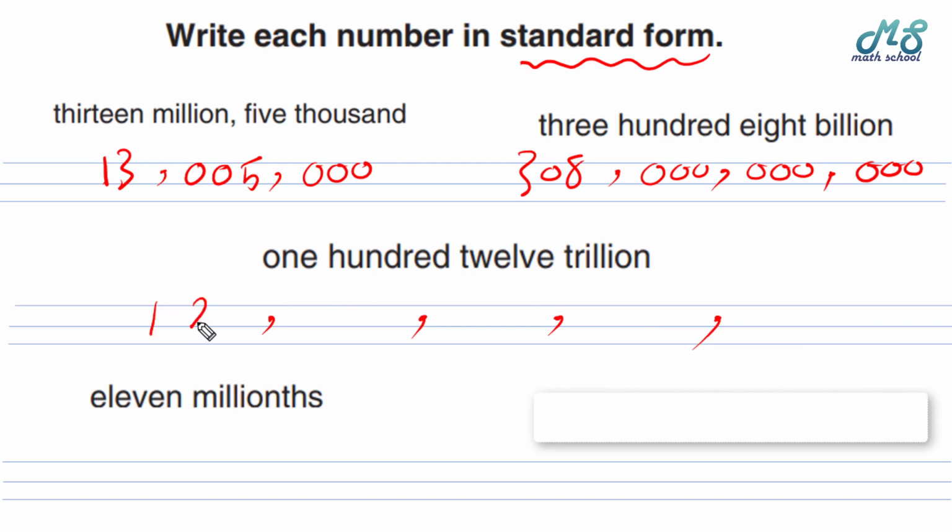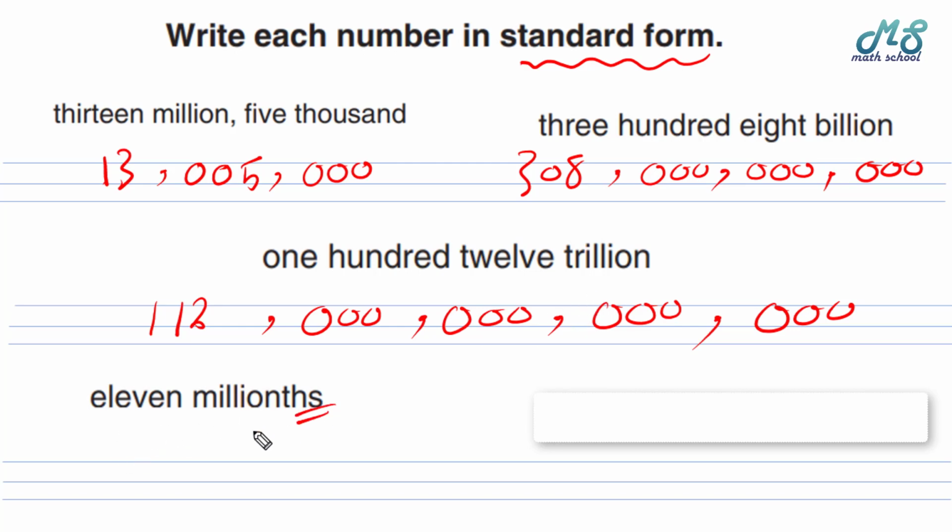Just write 112. No billions, triple zeros. No thousands, no millions. 1, 2, 3. No thousands. 1, 2, 3. No ones. Now this number, it's a long number or a large number, 112 trillion.